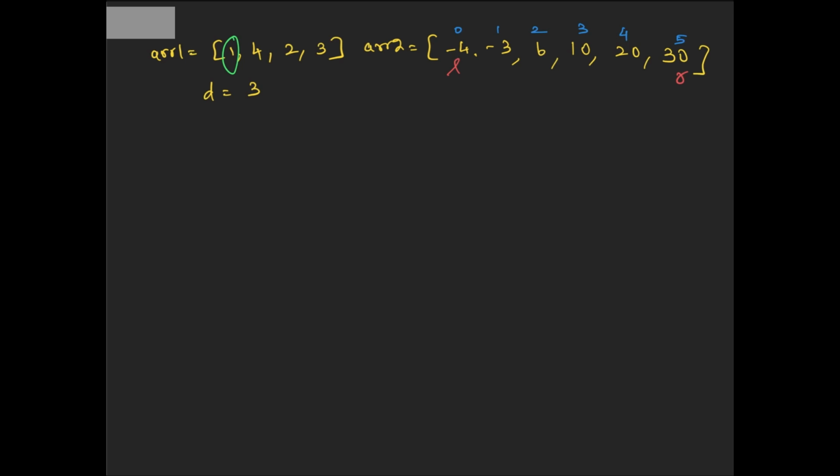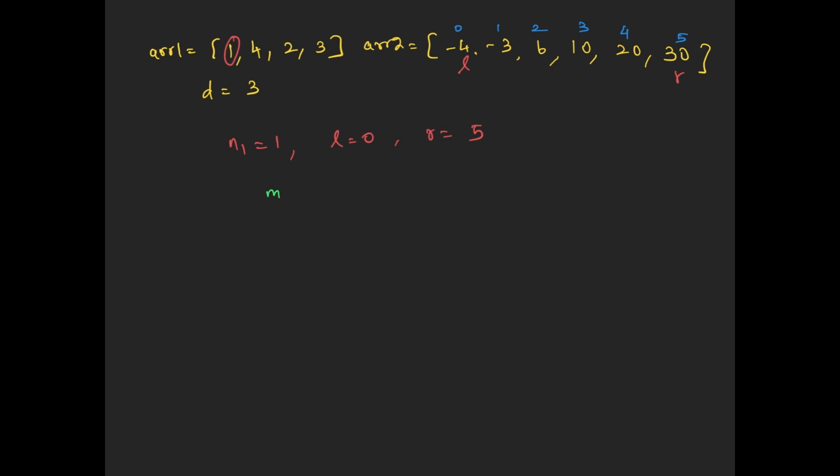Let's walk through an example to illustrate how the binary search approach works. We have two arrays, array 1 and array 2, where array 2 is sorted. The given distance is 3. We start by picking the first element in array 1, which is 1, so n1 equal to 1. The left pointer in the array 2 is initialized to 0. And right pointer is initialized to the last index of array 2, which is 5.